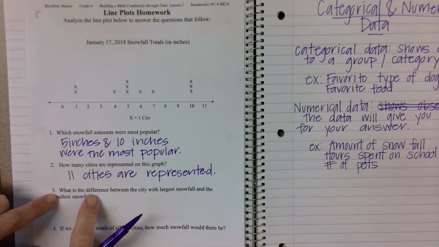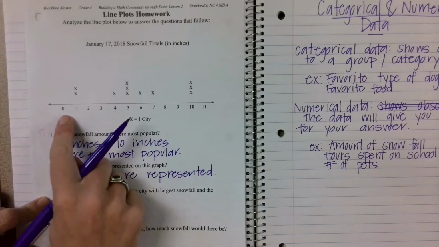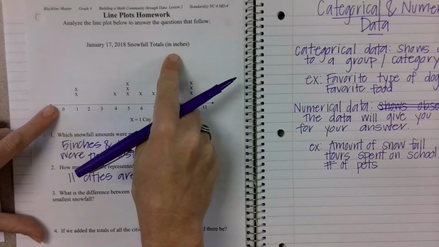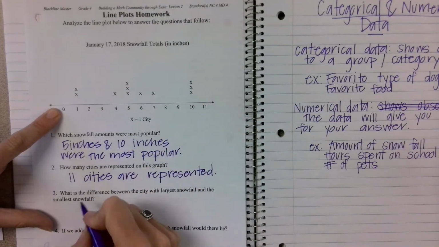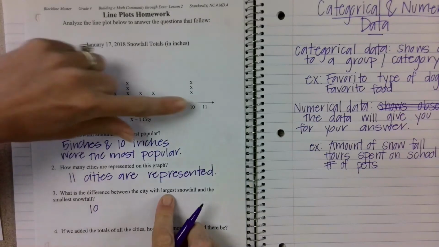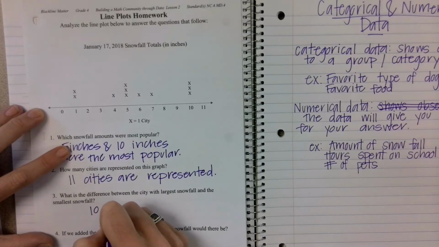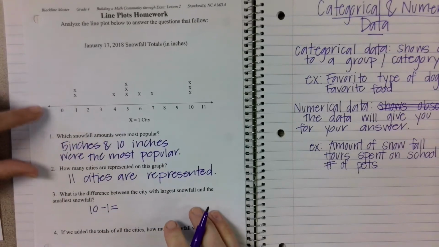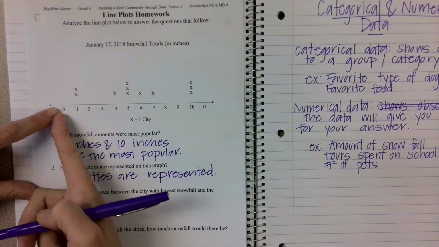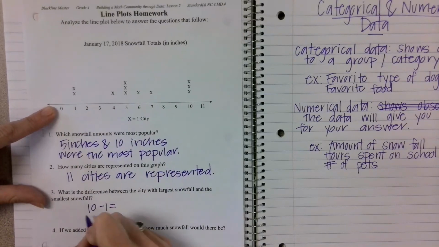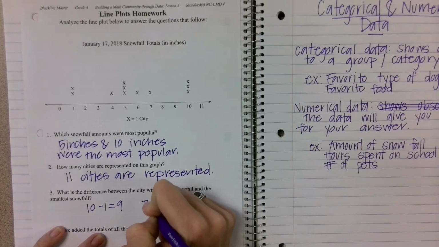Okay, it says what is the difference between the city with the largest snowfall and the smallest snowfall? So since these numbers on the number line represent total snowfall in inches, and difference means I need to subtract, I'm going to subtract 10, the largest, because 10 is the most amount of snow that a city got, minus 1, because that's the smallest amount of snowfall. It shows the cities they polled, none of them got just 0 inches. So we have to subtract our lowest amount, and 10 minus 1 is 9. What is the difference? I could say the difference is 9.